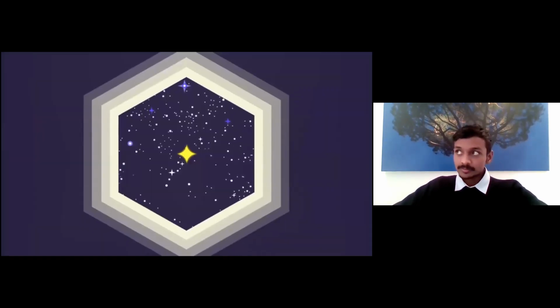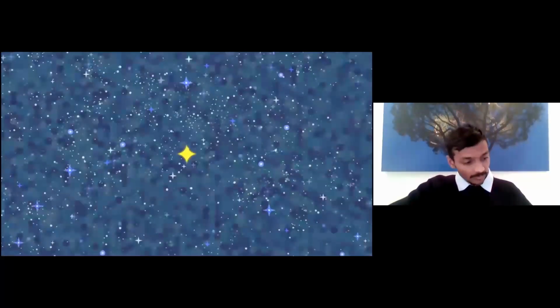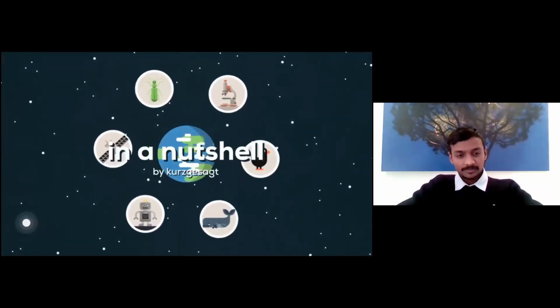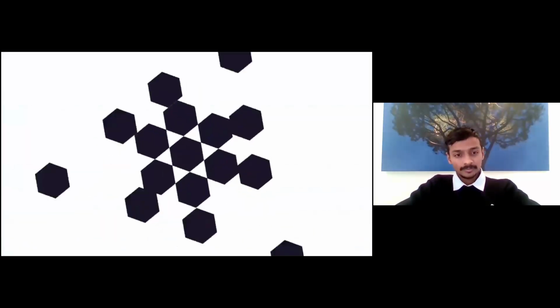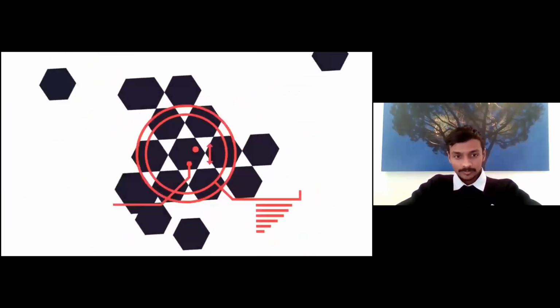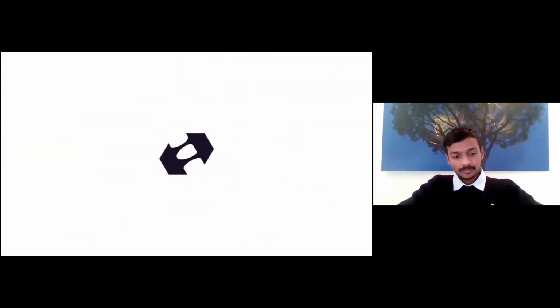Light is the connection between us and the universe. Through light, we can experience distant stars and look back at the beginning of existence itself. But what is light? In a nutshell, light is the smallest quantity of energy that can be transported, a photon, an elementary particle without a real size that can't be split, only created or destroyed.